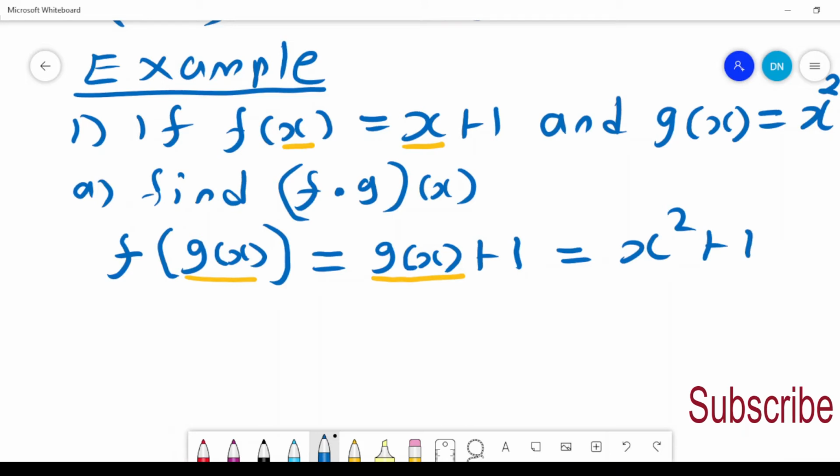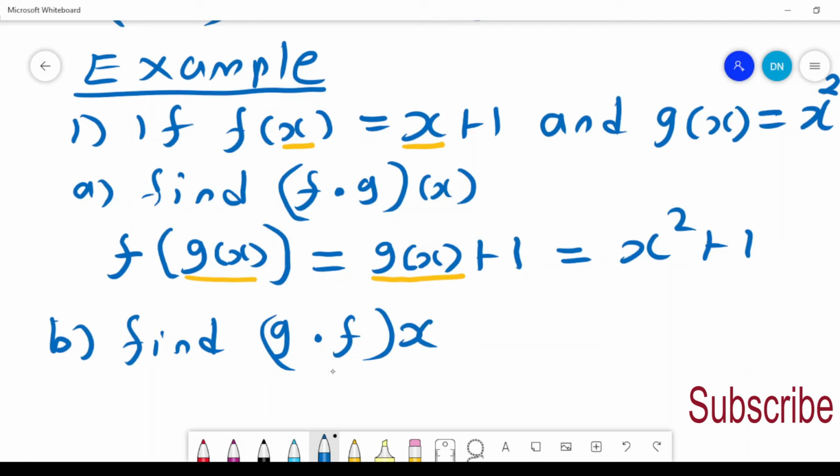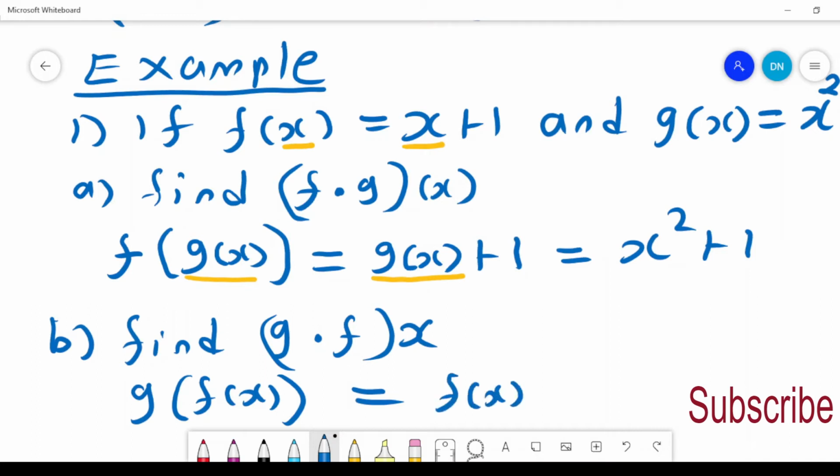And that gives us the composition of that function. We can also find g of f of x. So whenever there is x, you replace it with f of x. So this becomes f of x squared.